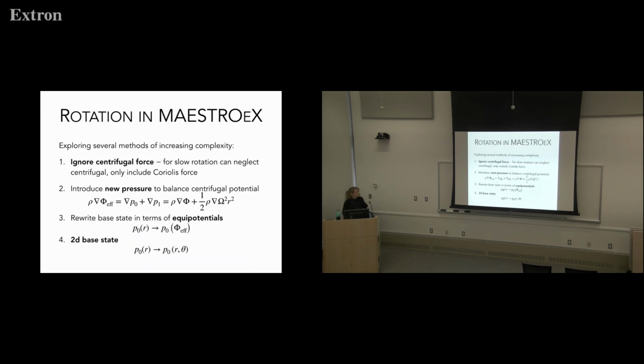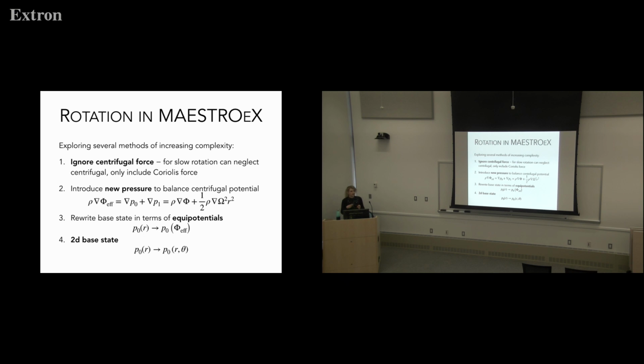So the equations that I showed you before didn't include any rotation. So if we want to be able to model this, we need to include rotation in our models. There are several avenues that we're trying to explore in order to do this, going from easiest to hardest. The easiest way that we can try to include rotation is to just ignore the centrifugal force entirely.